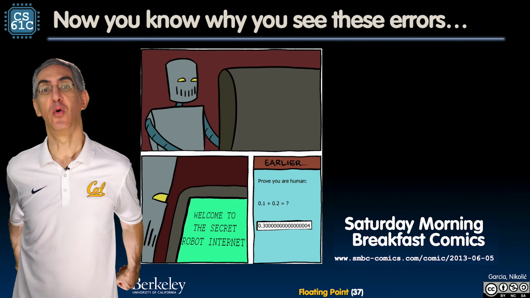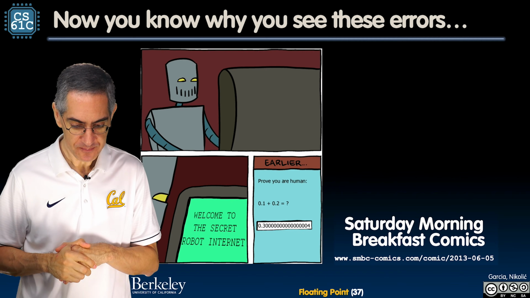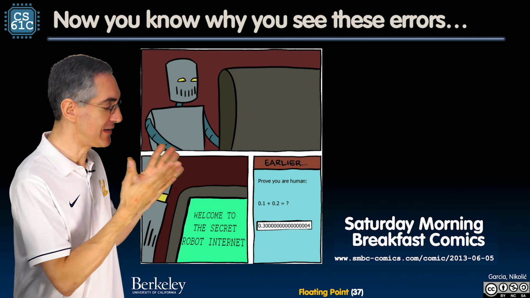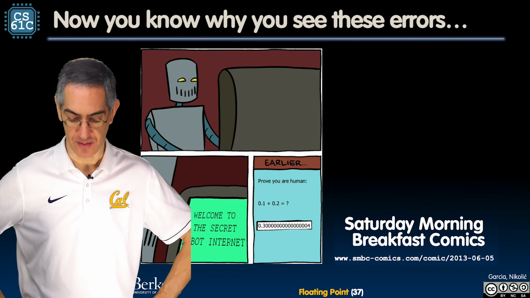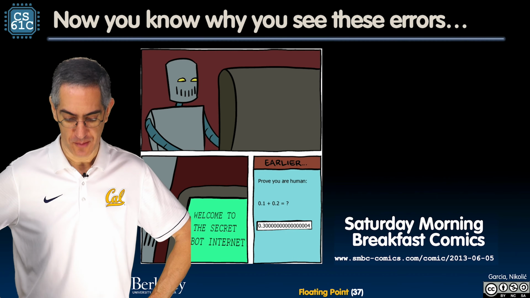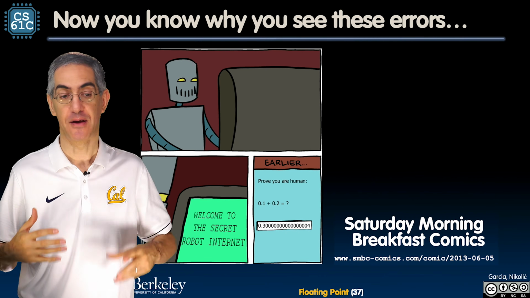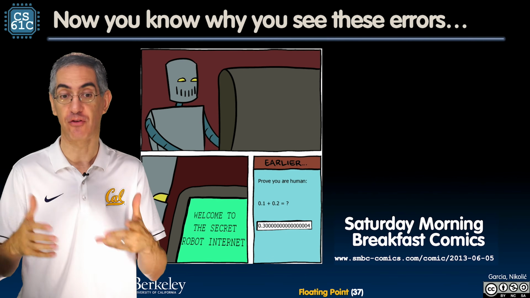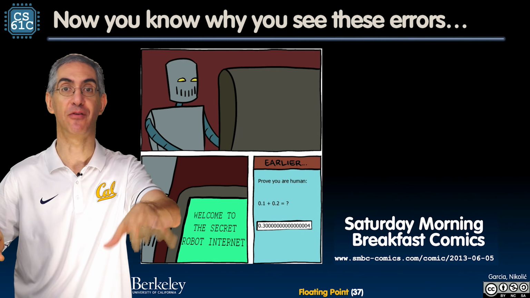So now you know when you see these errors. Here's this wonderful comic strip I found online. And here is a robot, and it says, welcome to the secret robot internet. Prove that you're a human. 0.1 plus 0.2. 0.3, 4. We can represent powers of 2 perfectly, fractional powers of 2 perfectly in floating point, because it's 0 in the significand and some value of the exponent.